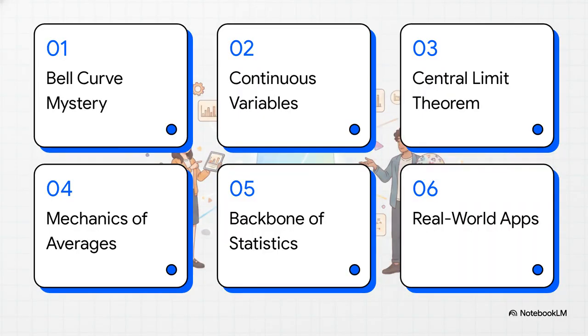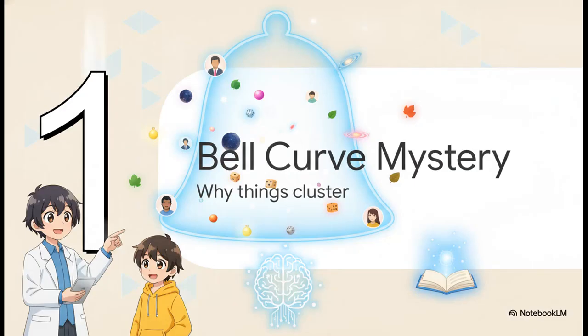Here's our roadmap for today's explainer, taking us from mystery to mastery. 1. The bell curve mystery. 2. Continuous random variables. 3. The central limit theorem. 4. The mechanics of averages. 5. The backbone of statistics. And 6. Real-world applications. All right, kicking things off with section 1, the bell curve mystery.